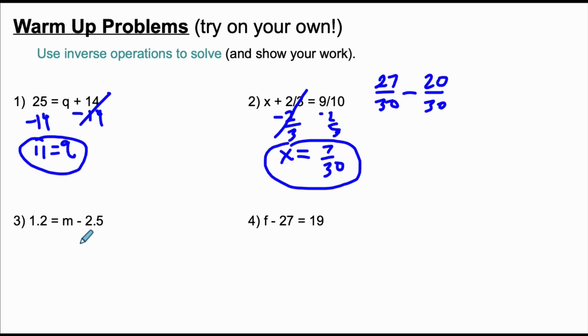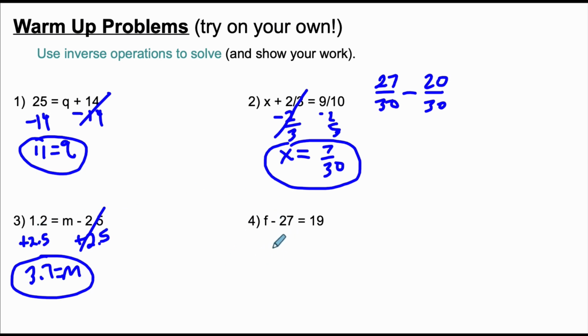On number 3, my inverse operation is addition. It's the opposite of subtraction, and the addition cancels out the subtraction there, and that leaves m isolated by itself. Whatever you do to one side, do it to the other. So 1 2/10 plus 2.5 leaves me with 3 7/10. M equals 3 7/10. If I plug it back in to check, 3 7/10 minus 2.5 leaves me with 1 2/10.